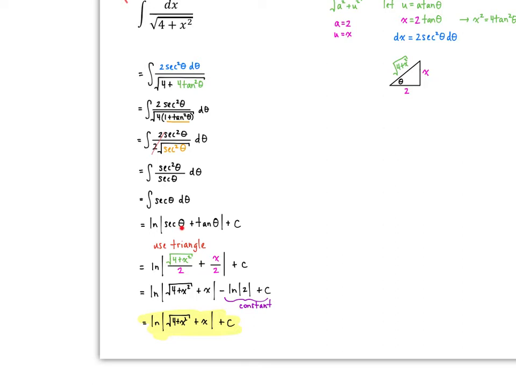What is the secant of theta? Well, the secant of theta is the hypotenuse over adjacent, so the square root of 4 plus x squared over 2. The tangent of theta, opposite over adjacent, is x over 2. And now we're back in terms of x.